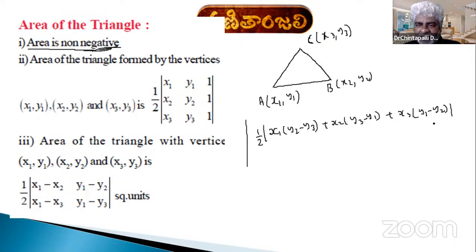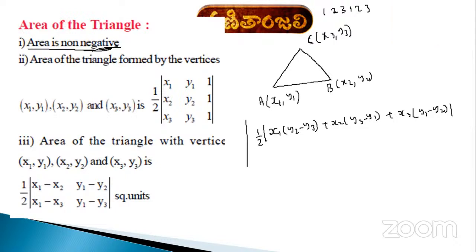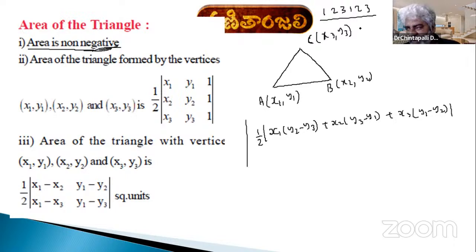It is cyclic. That means if it is 1, 2, 3, again 1, 2, 3. If you start from 1, then the remaining 2 are 2, 3. If you start with 2, the remaining 2 are 3, 1. If you start with 3, the remaining 2 are 1, 2. The formula follows a particular pattern. For example, if the index of x is 1, then the indexes of y are 2 and 3. It is very easy to remember. We can use this formula to find the area of a triangle.